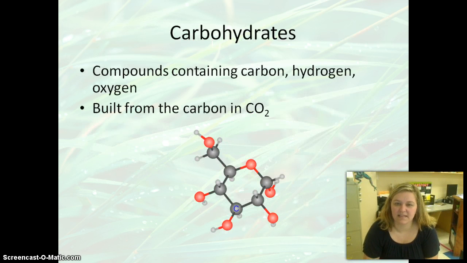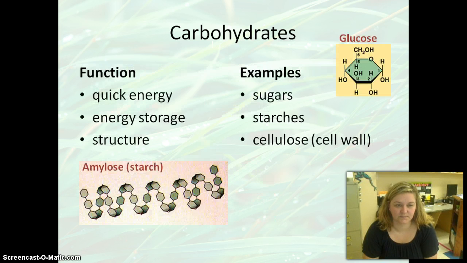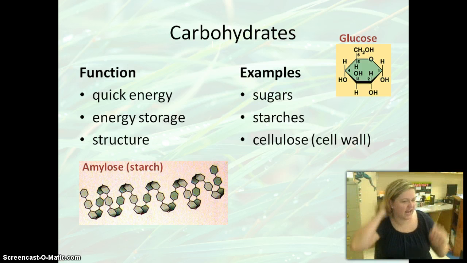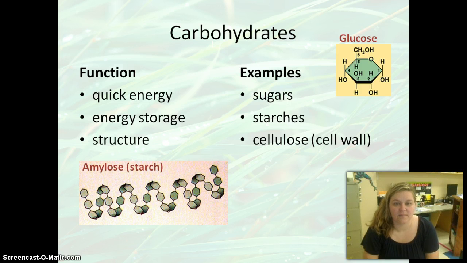Carbohydrates are compounds that contain carbon, hydrogen, and oxygen, and they're built from the carbon that's found in CO2, or carbon dioxide. We use them for some quick energy, to store some energy, and also for structure. Some examples are sugars, starches, and cellulose. Cellulose is found in cell walls, and we're going to talk about that in just a minute.